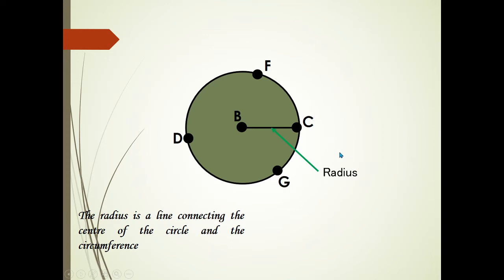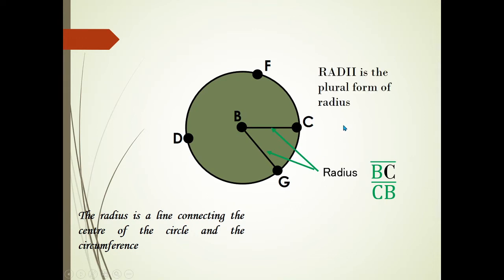Now, do you see another line here? Yan. So, pwede nating tawagin siyang line segment BC or line segment CB. So, mayroon pa tayong makita. Ayan. O, dahil dalawa na sila, ang tawag natin dun ay radii, which is the plural form of radius. So, ang radii natin ay line segment BC and line segment BG.